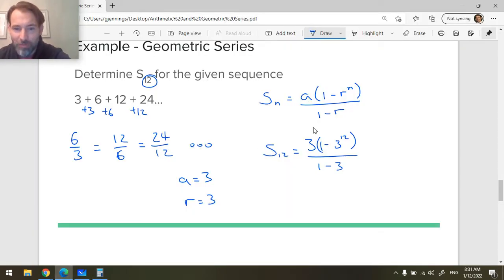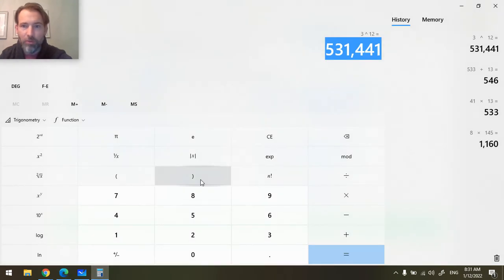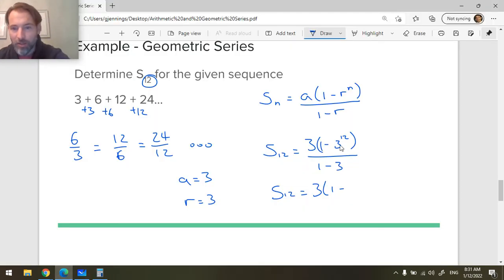We're going to have S12 is equal to 3 multiplied by 1 minus 531441, all over 1 minus 3.